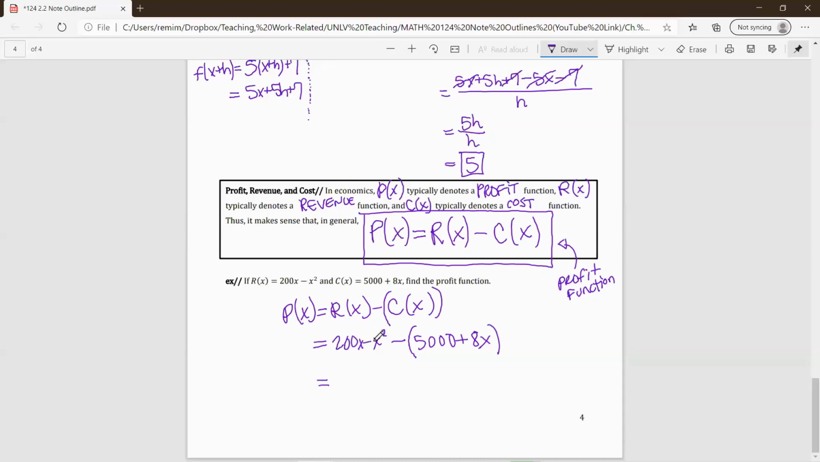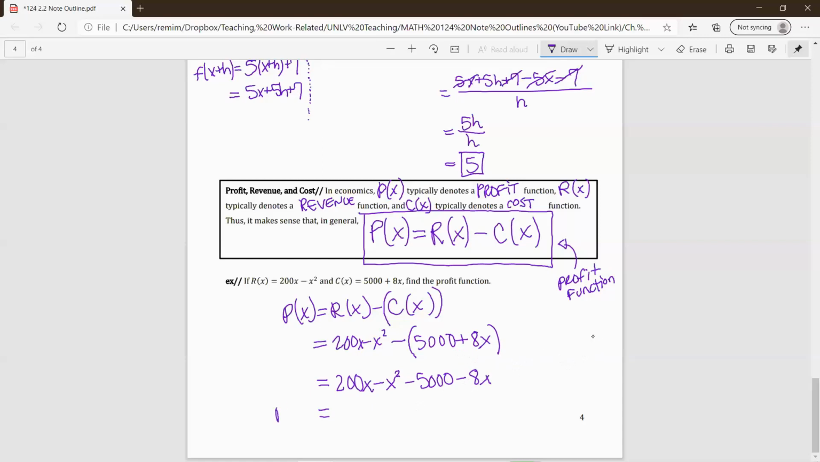So we got 200x minus x squared. And then because of the parentheses, we're distributing the minus across to the two terms inside there. So we're going to get minus 5,000 and then distribute the minus to this term as well, and we're going to get minus 8x. And then we look for like terms. We got 200x minus 8x. So that's going to be 192x.